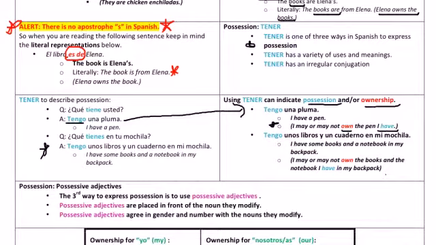I have some books and a notebook in my backpack. I may or may not own the books and notebook that I have in my backpack. So tener is very much a current state of possession, and it may not be indicative of whether I own the things I currently have.